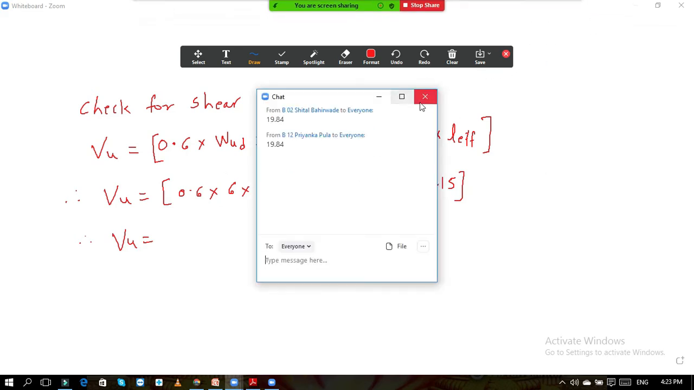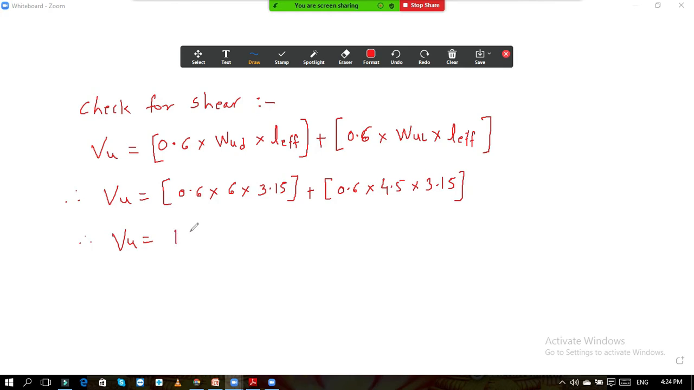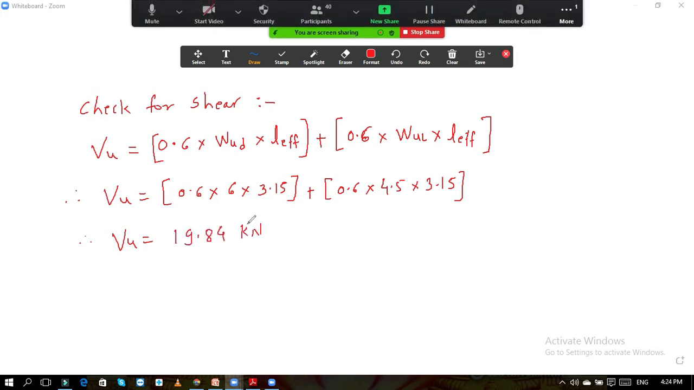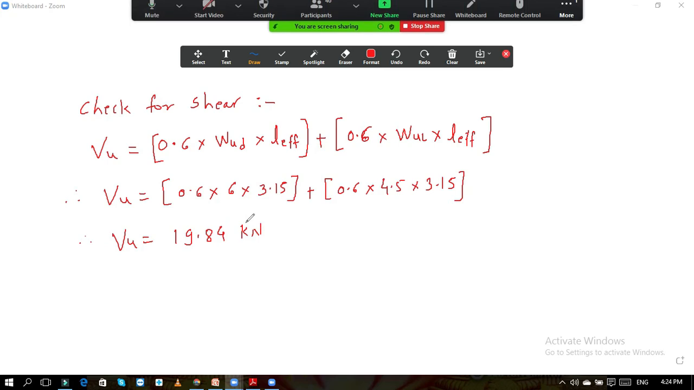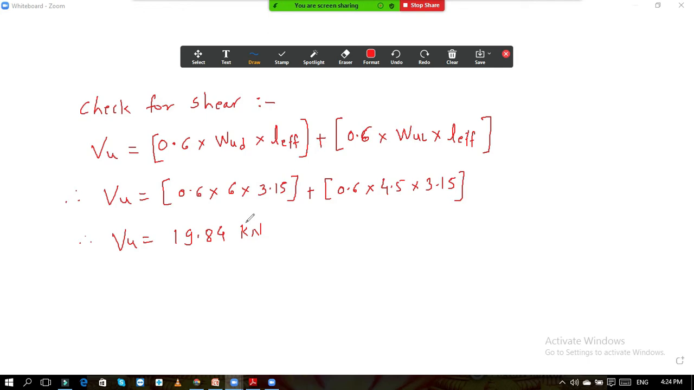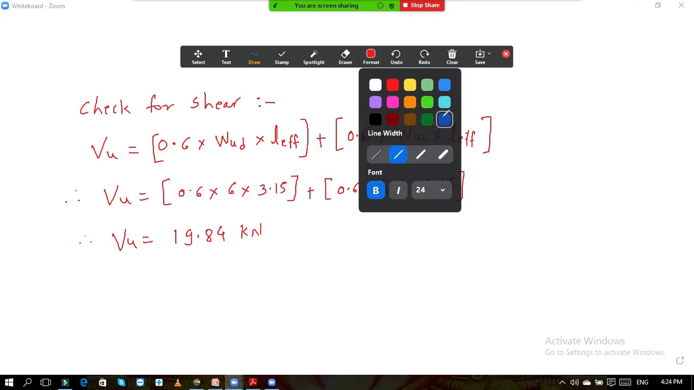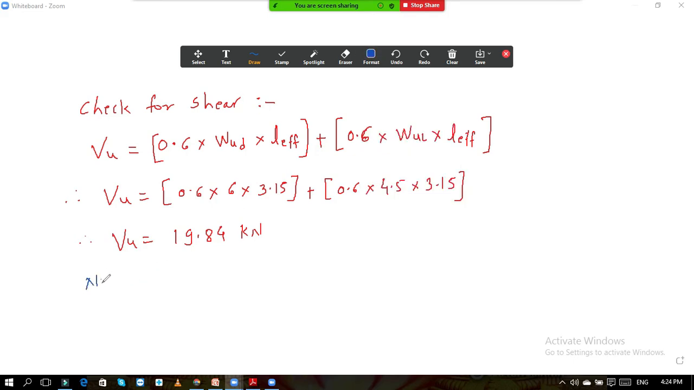The answer is 19.84 kN. Okay. So this is the answer for Vu. After the calculation of the maximum shear force, now we got the value of Vu. We calculate the nominal shear stress.